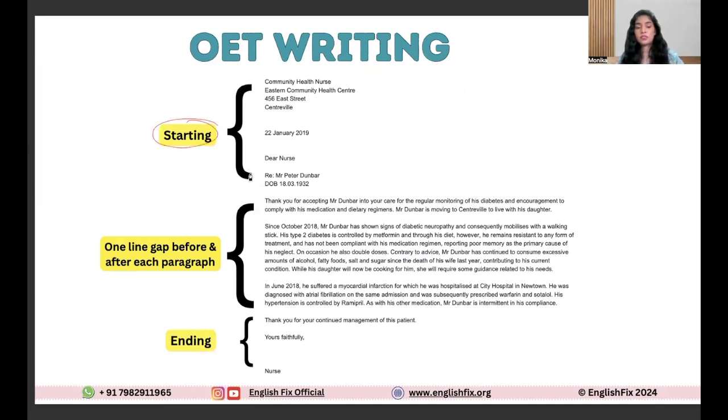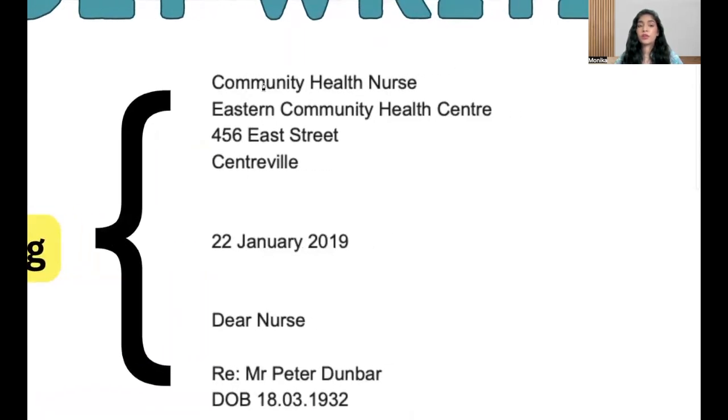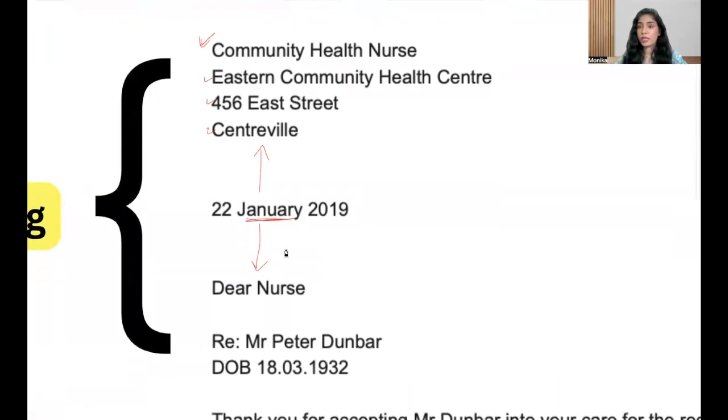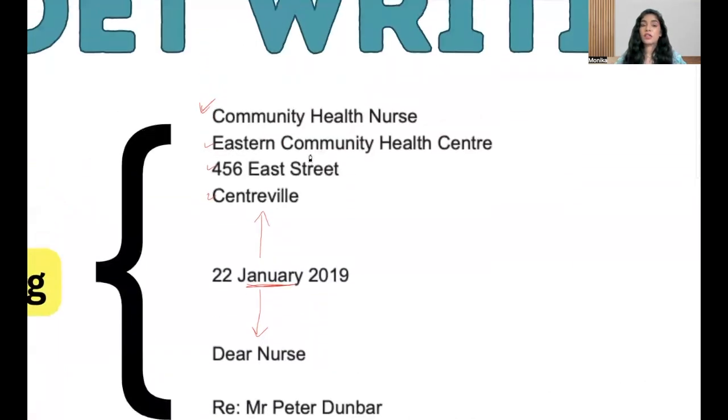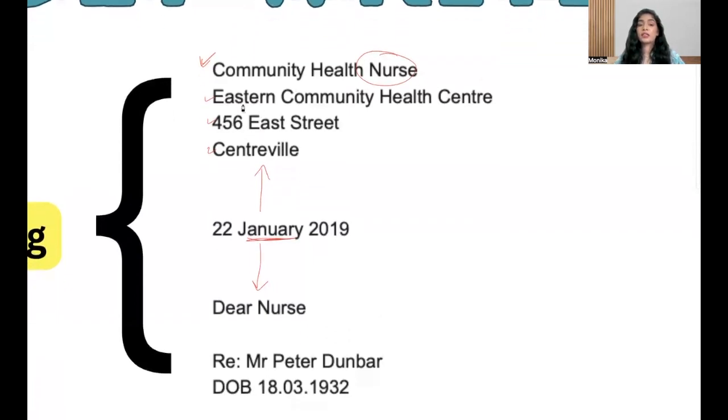With the starting here, you can see in this letter we clearly do not know the name of the reader, because we haven't written the name of the reader. We have written their occupation, community health nurse. Then what follows is their address in 3 lines. Like I said, it can be more than 2 lines. Then you see a 1 line gap before and after the date. The date is written in full words, with complete spelling. After dear nurse, you can also say dear community nurse or dear community health nurse. Both are acceptable.